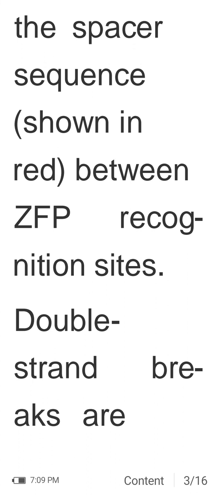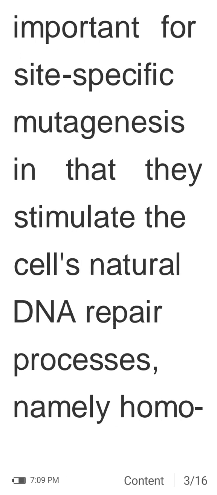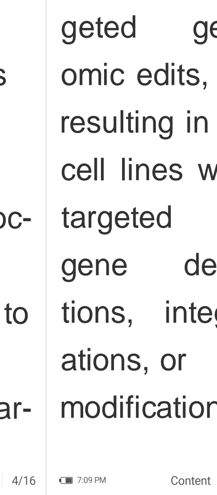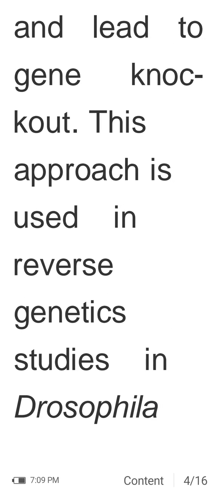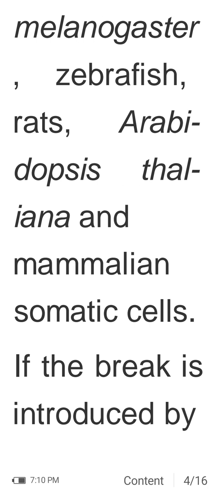Double-strand breaks are important for site-specific mutagenesis in that they stimulate the cell's natural DNA repair processes, namely homologous recombination and non-homologous end joining, NHEJ. So these processes are harnessed to generate precisely targeted genomic edits, resulting in cell lines with targeted gene deletions, integrations, or modifications, and lead to gene knockout. This approach is used in reverse genetic studies in Drosophila melanogaster, zebrafish, rats, Arabidopsis thaliana, and mammalian somatic cells.